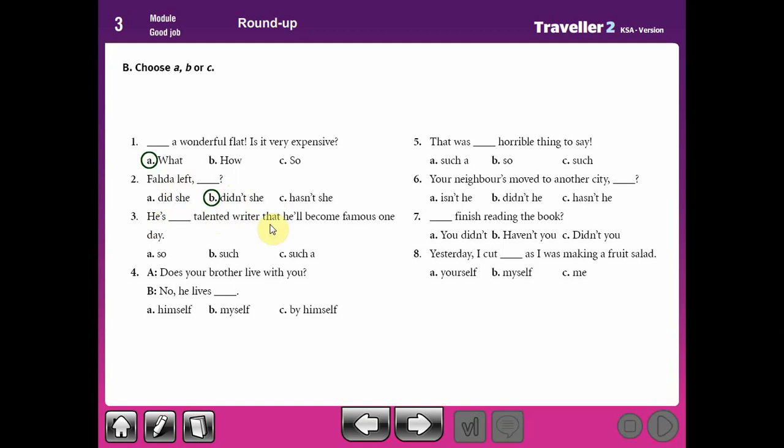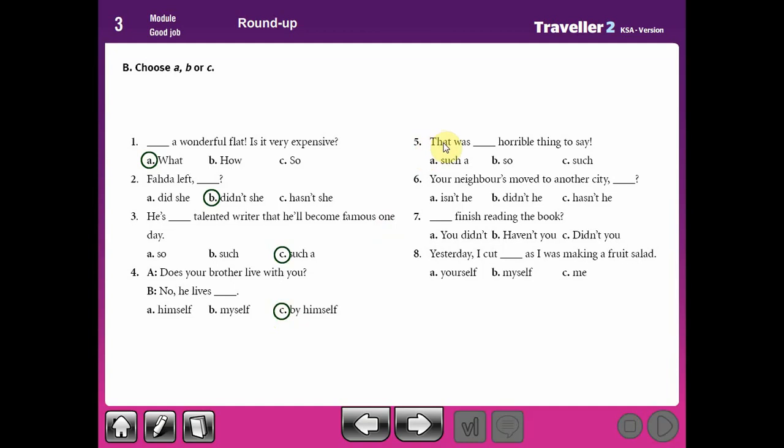He is a talented writer that he will become famous one day. So he is what? He is so talented, or such a talented, right? We use such a because we have here adjective plus noun, so we use such a. Does your brother live with you? No, he lives alone. He lives himself, he lives myself, he lives by himself. By himself means alone, right?